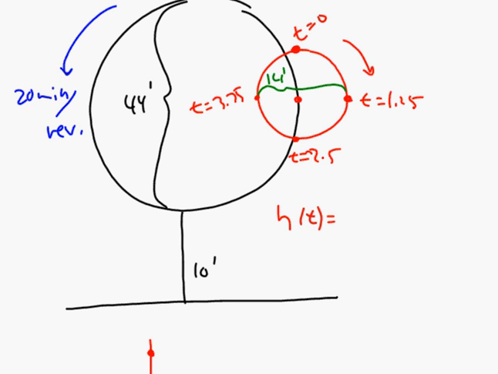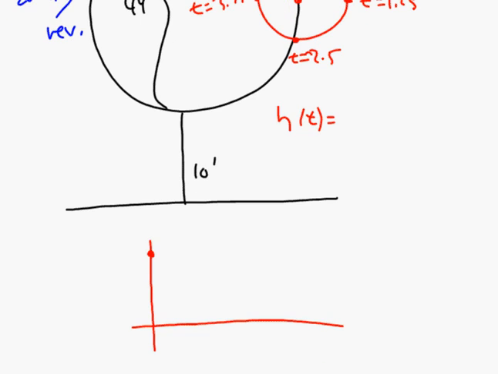So what can we tell? Our height starts off high. It goes to the midline. Then it goes low, back to the midline, and back up. So the graph looks something like this. Now notice I'm ignoring all the numbers for now. Okay? So that's what the little Ferris wheel does.